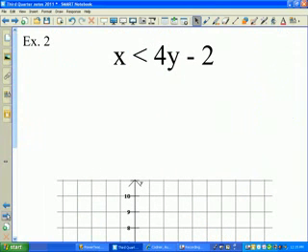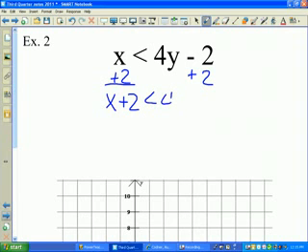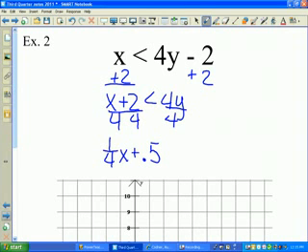So let's try another one. We have x less than 4y minus 2, and we're solving this for y. That means I can add 2 to both sides, and this will give me x plus 2 less than 4y. Divide both sides by 4, so I'm dividing everything by 4. As a result, I'm going to get 1/4 x plus 0.5 is less than y.